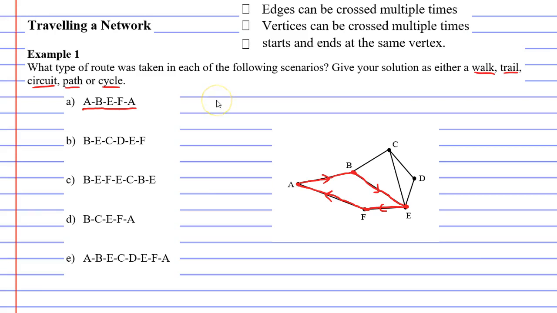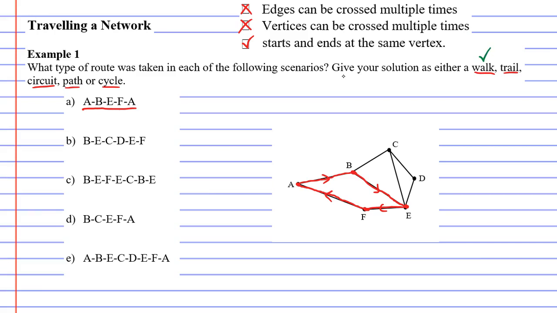So let's talk about what happened on this route. First of all, I started and ended at the same vertex. I never ever crossed over an edge more than once, so we didn't cross edges multiple times. I never crossed over a vertex more than once, so we didn't cross vertices multiple times as well. If you look at the 5 possible solutions, you will find that all of them are technically correct.